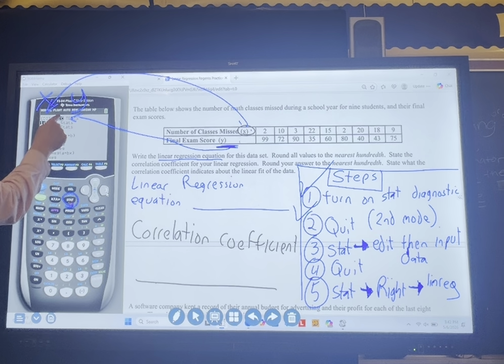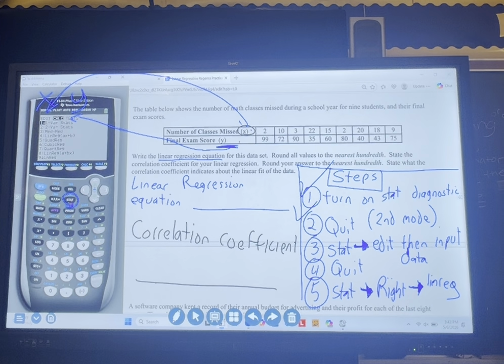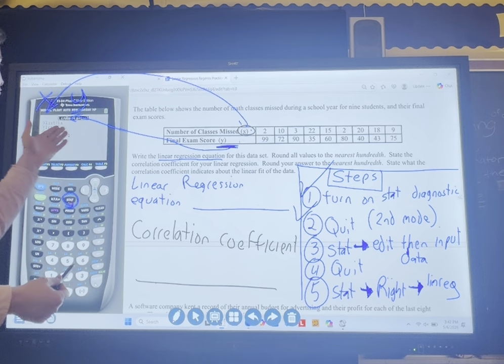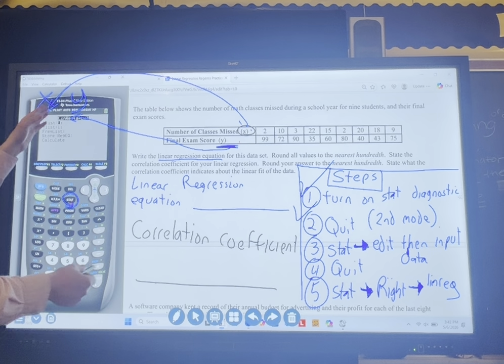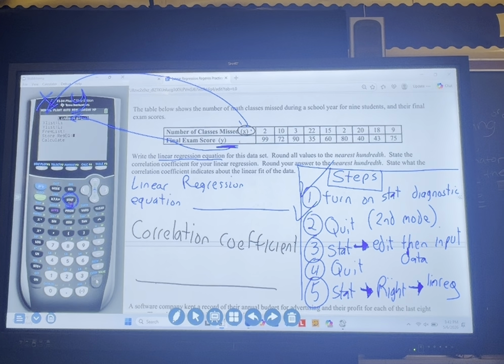Go to the right. I need the calculate tab, and I go down to either 4 or 8. They're the exact same thing. I always went down to 8, so that's what I do. And I press enter on it. And now it asks which list did you make X? It defaults to L1 as X, which is what I did. So I'm just gonna press enter, enter, enter, because I did it how they wanted me to. And now it gives me all of the data to answer the question.